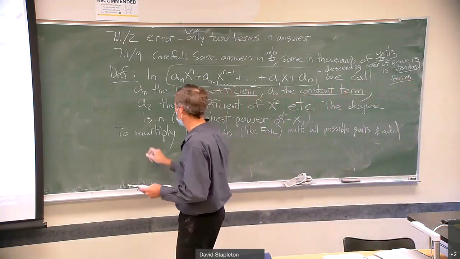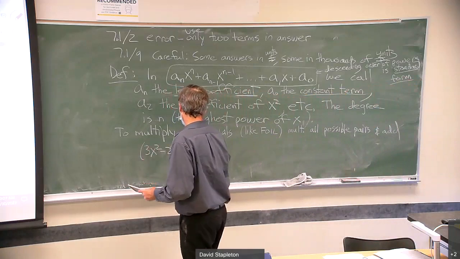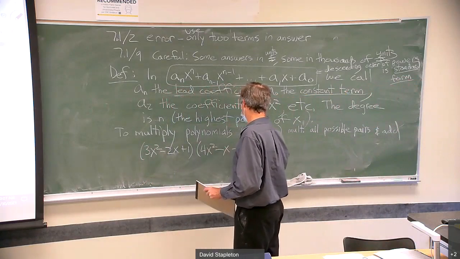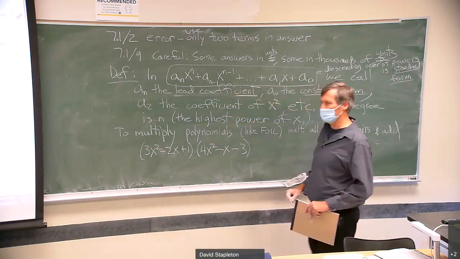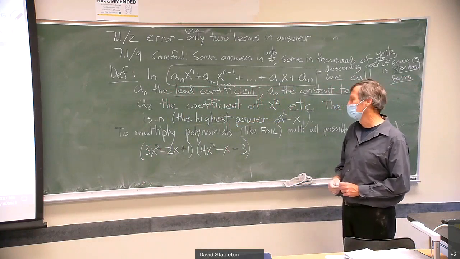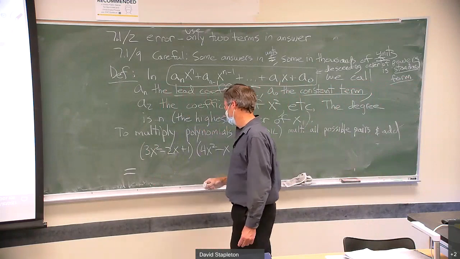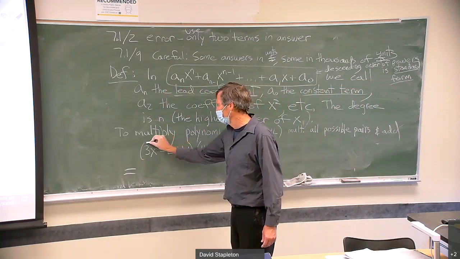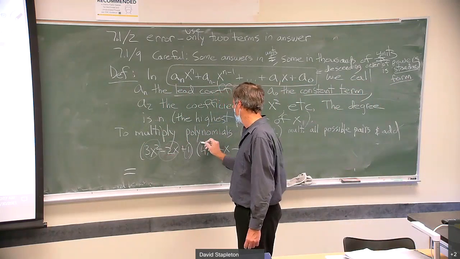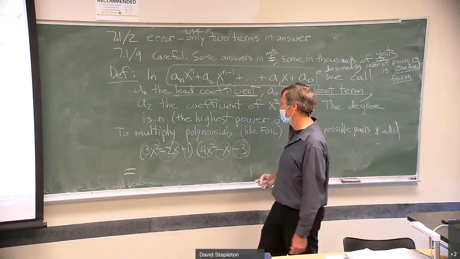So here's an example. Suppose I have 3x squared minus 2x plus 1 multiplied by 4x squared minus x minus 3. What does that product come out to be? What a mess, huh? But what you want to do is take all possible pairs of terms. Here are the terms in this one, the things that are added together, including the minus. Here's the three terms in the second one. So you take all possible pairs of terms.